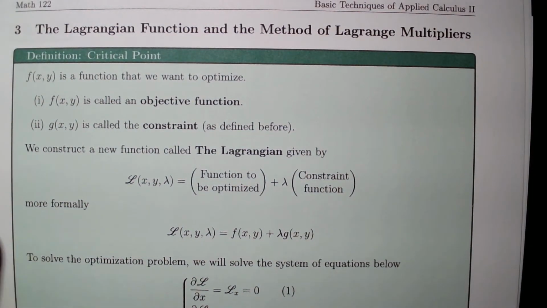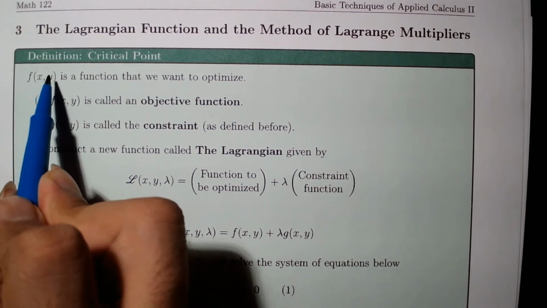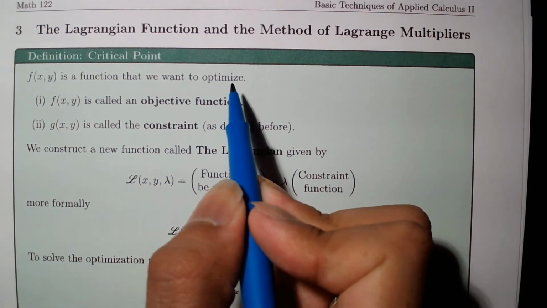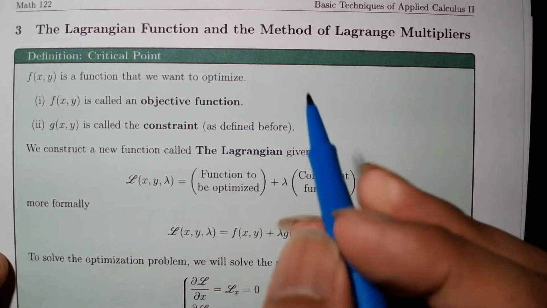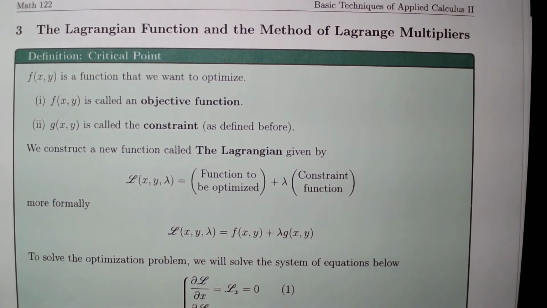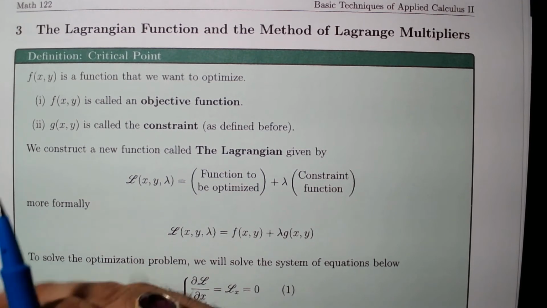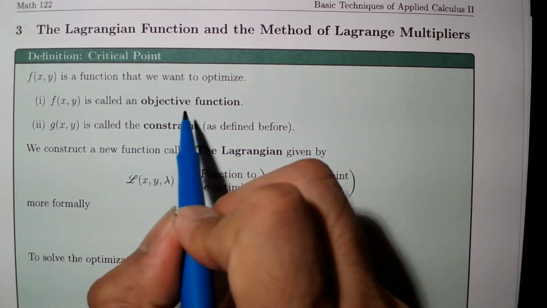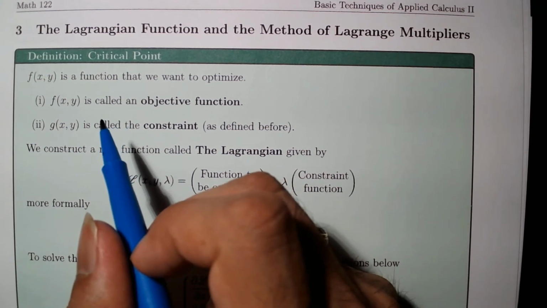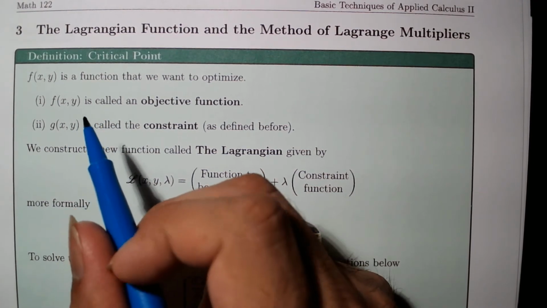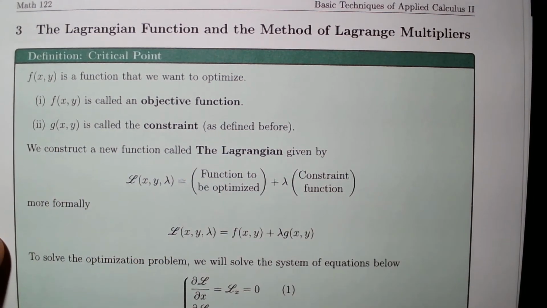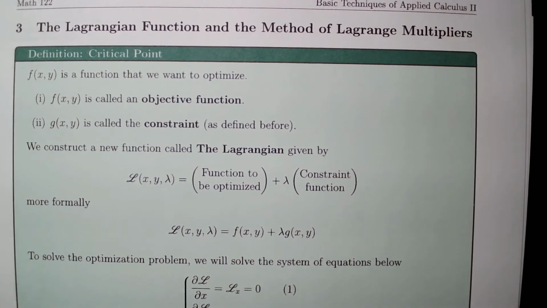Okay, so we're gonna start with some function f of x, y, which is the one that we want to optimize, or that is maximize or minimize. So we're gonna call this the objective function. For example, if you want to maximize the area of some rectangular enclosed area, well, that's our objective, to maximize the area, or to minimize the surface area in a different situation. And then g of x, y will be called a constraint, which is what we just defined in the previous page.